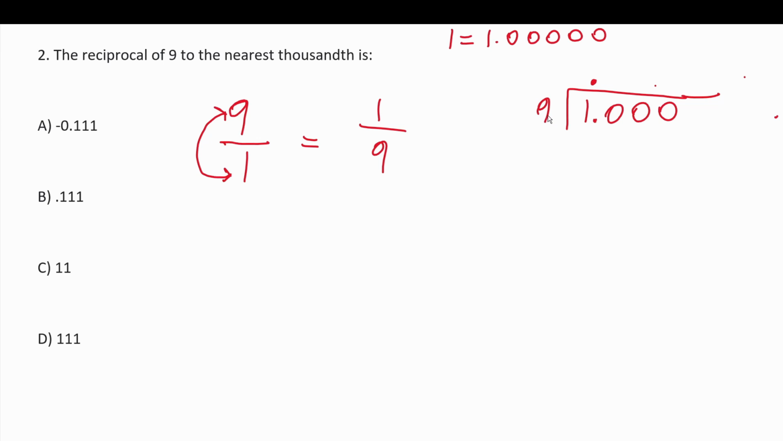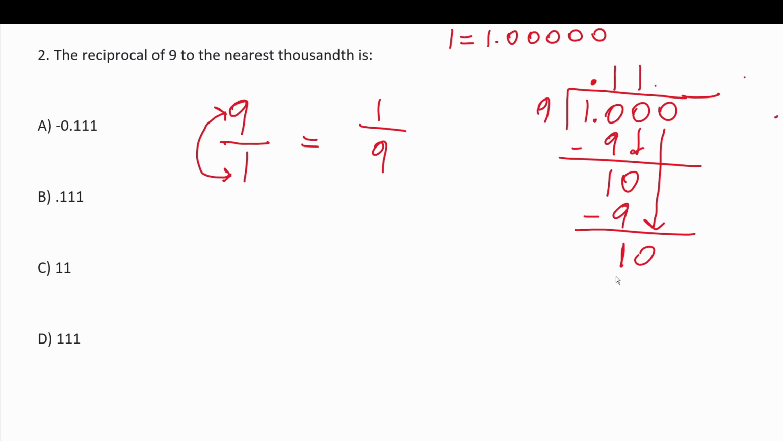Now the question is, how many times does 9 go into 10 without going over? Well, 9 times 1 is 9. 10 minus 9 is 1. And now we can drop down a 0. How many times does 9 go into 10 without going over? That's 1 time. 9 times 1 is 9. 10 minus 9 is 1. Now we can drop down this 0. How many times does 9 go into 10 without going over? That's 1 time. 9 times 1 is 9.